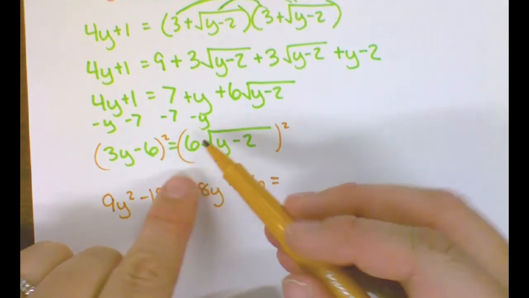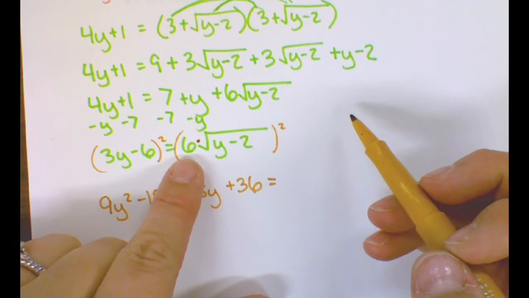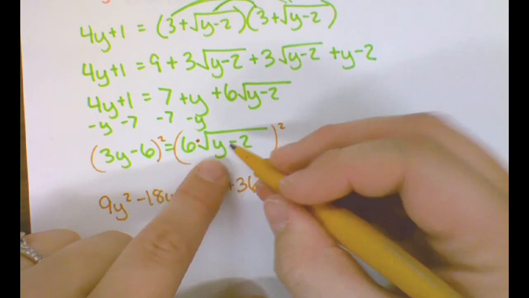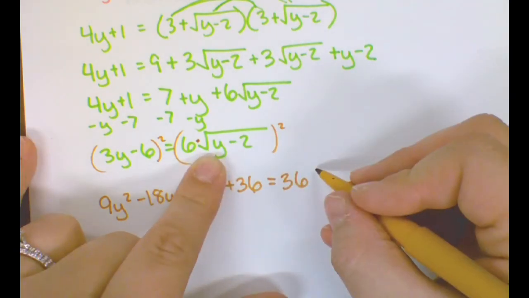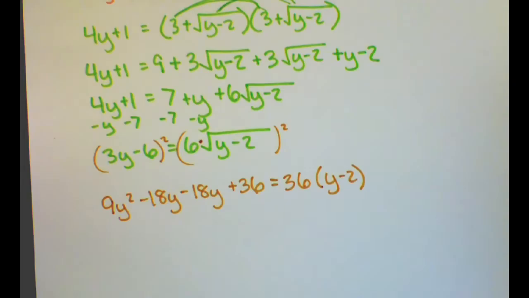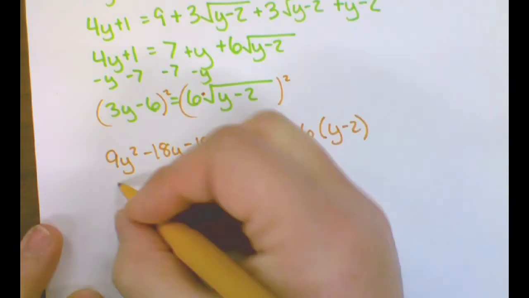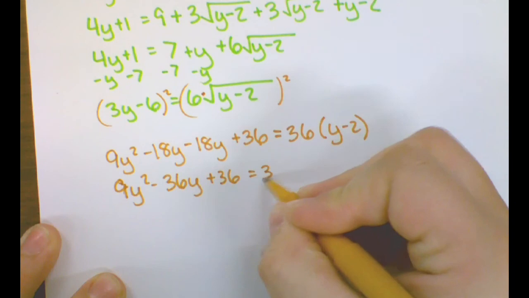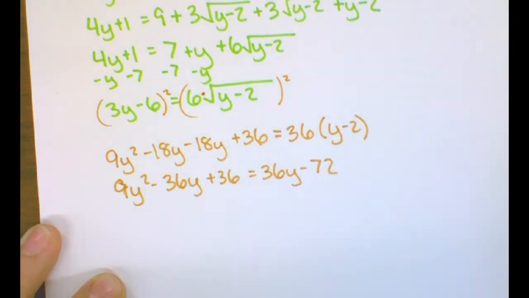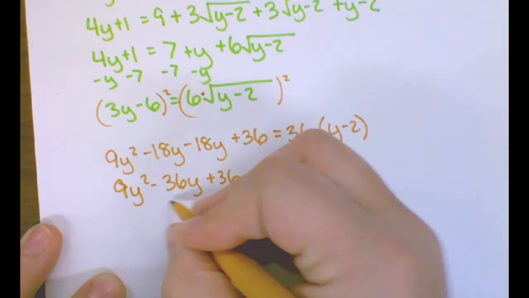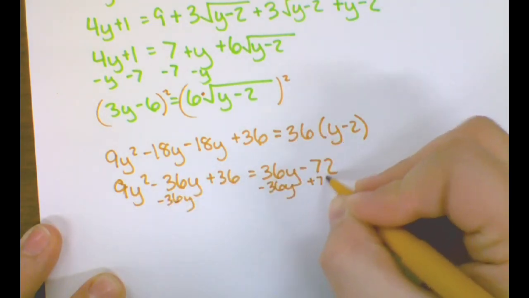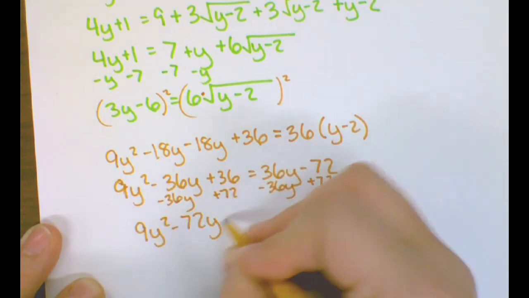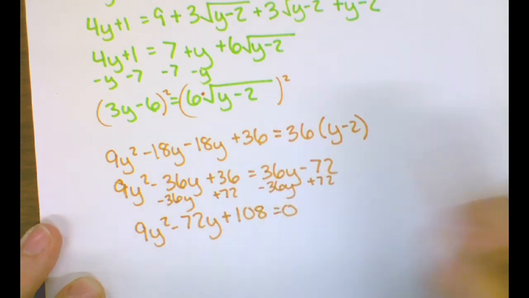When I square this side, since they're multiplied together, remember you can distribute a square into multiplication. So 6 squared is 36. Square root of y minus 2 squared is just y minus 2. And now we solve. I have 9y squared minus 36y plus 36 equals 36y minus 72. Get it equal to 0. Subtract that 36y. Add the 72. I have 9y squared minus 72y plus 108 equals 0.